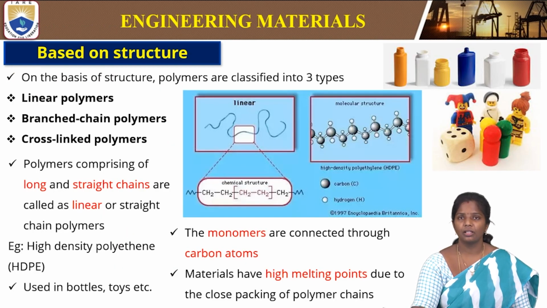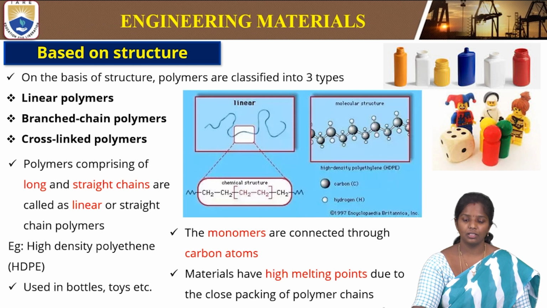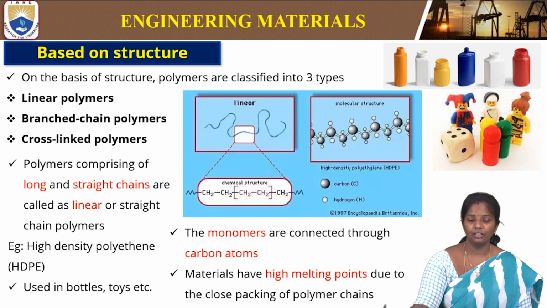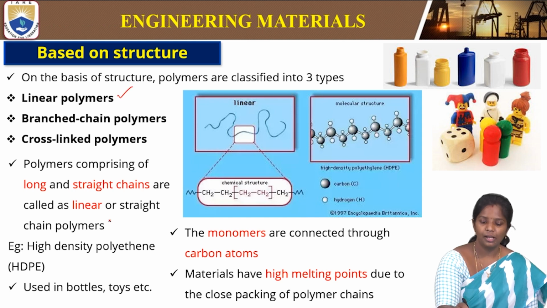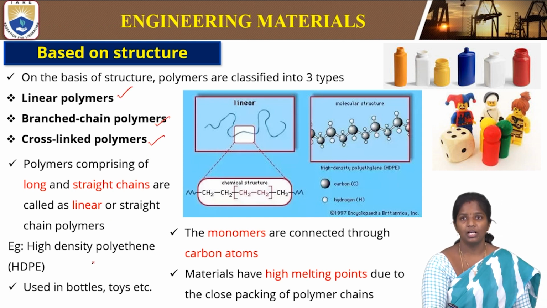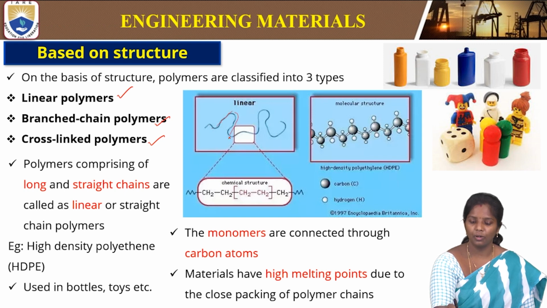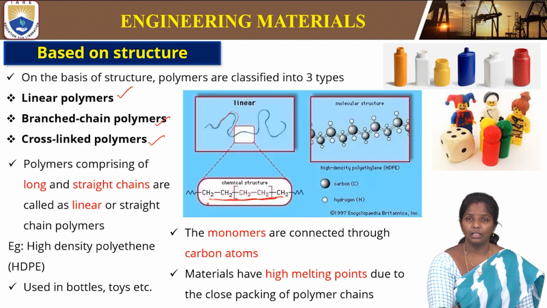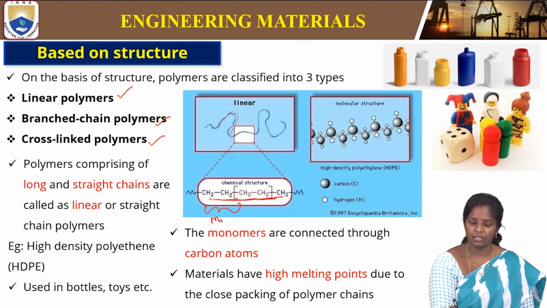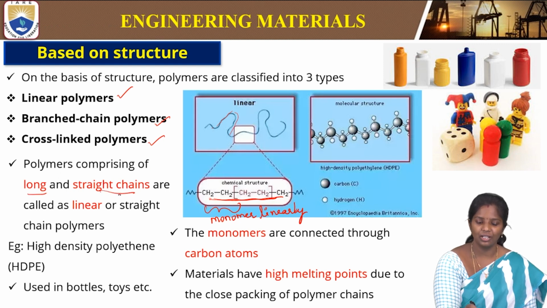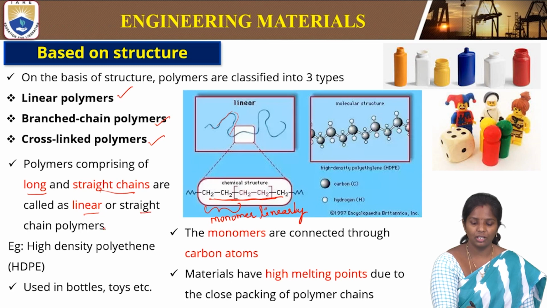So based on the structures, there are different reactions going on, and the monomeric units tend to arrange in different ways. Depending on their arrangement, there are different types of polymers: linear polymers, branch chain polymers, and cross-linked polymers. If you see here, the polymer that is forming is linear. The monomers are connected linearly. The polymers comprising long straight chains are called linear or straight chain polymers.